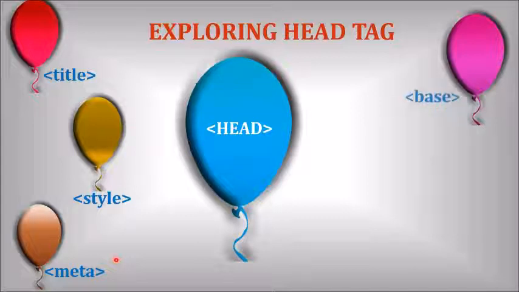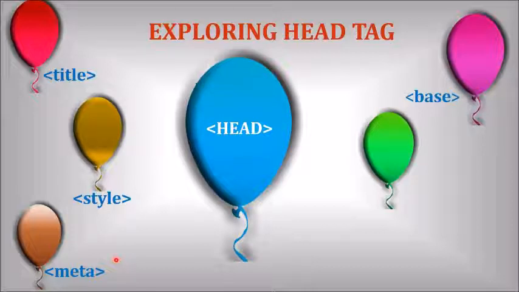Then the base tag. The base tag is optional. The purpose of the base tag is, consider a scenario where you have your HTML file in a folder inside D colon. Say for example, inside D colon you have a folder HTML, and inside that folder you have your HTML file. If you want to include an image which is in another folder, you need to provide the full path of that image every time you use the particular image, right?